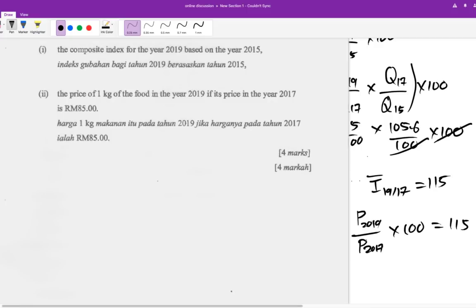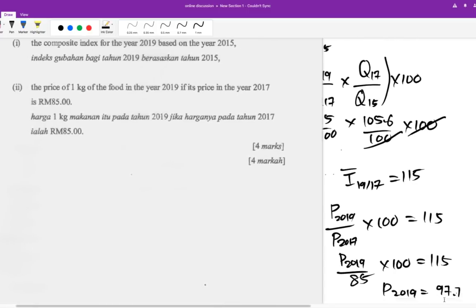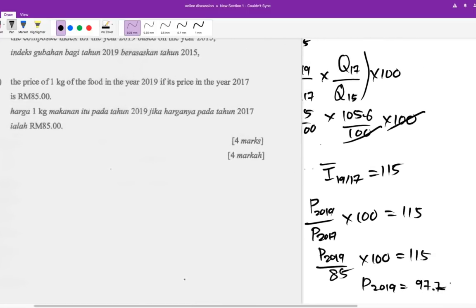So price for 2017 is 85. So price for 2019 over 85, multiply 100, you will get 115, right? So yeah, for the price for 2019, just solve this equation. 1.15 multiply 85, you should get 97.75. Yeah, 97.75. This one should be your price.